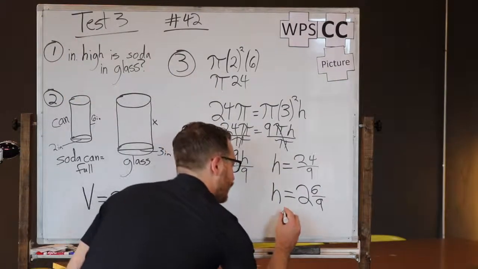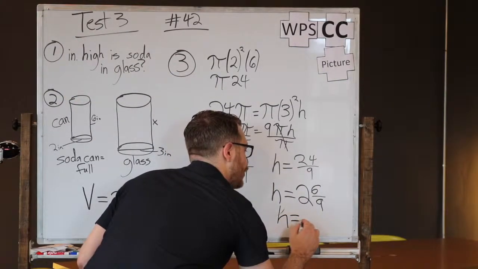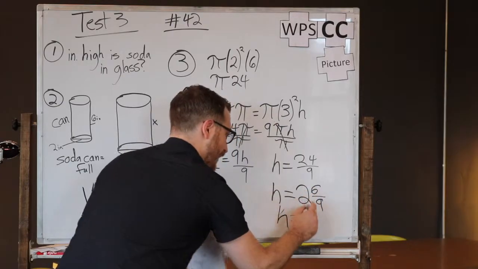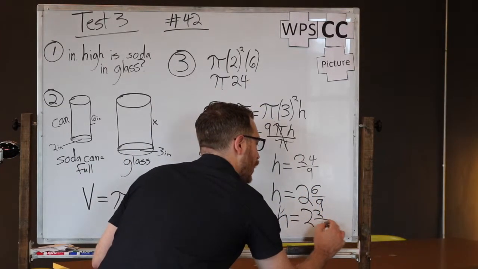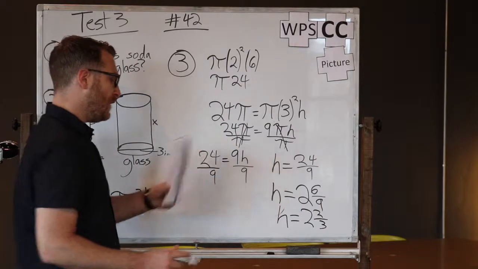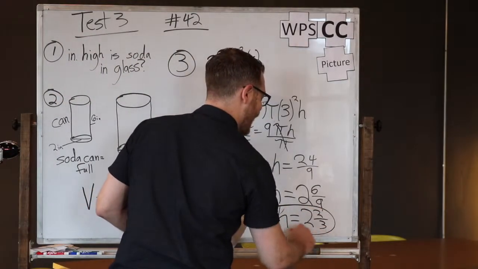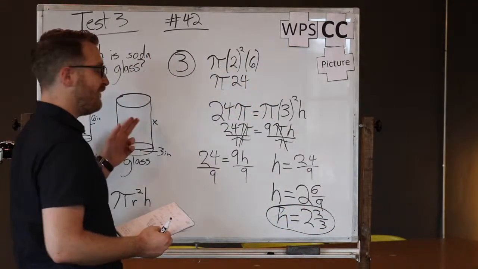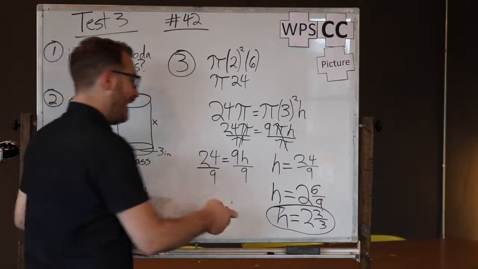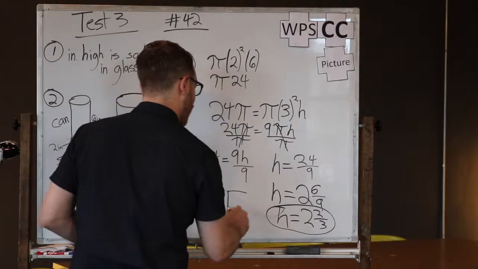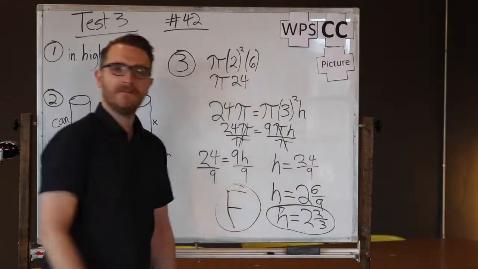We can actually simplify that even further, can't we? h equals, I can make this 2 2/3. 2 2/3 inches is the height that the soda fills inside the glass. And that is letter answer F. Great job.